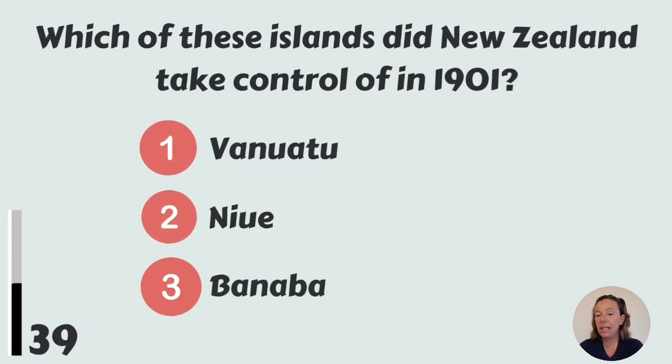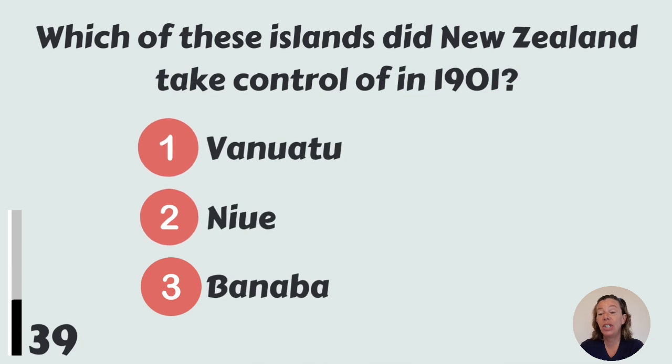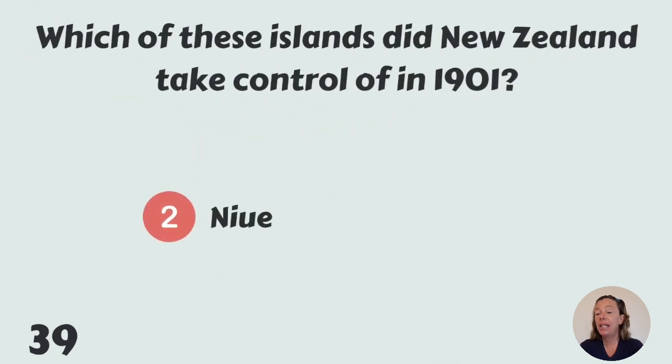Which of these islands did New Zealand take control of in 1901? Vanuatu, Niue, or Banaba? It's Niue.